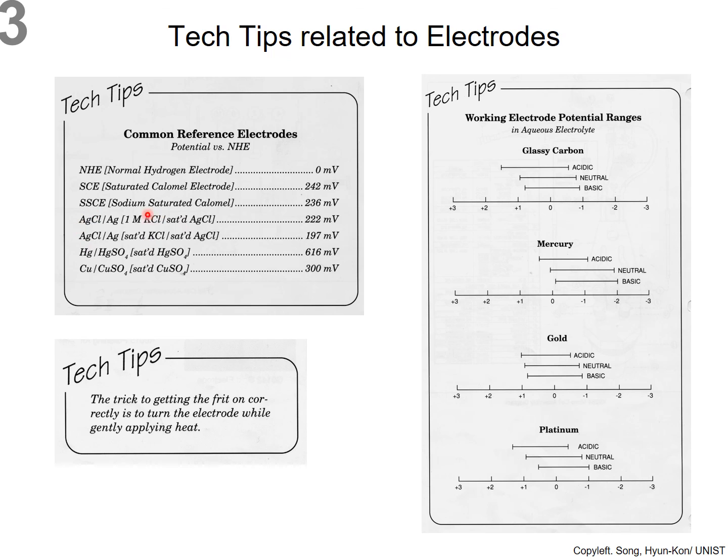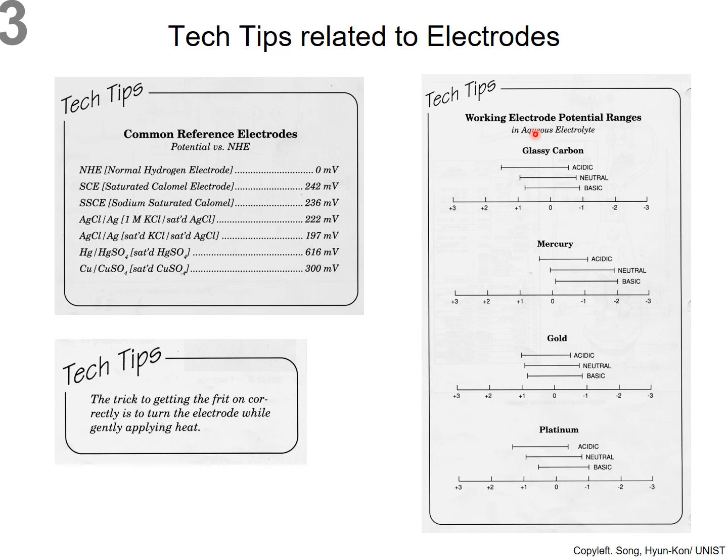There are two types of silver chloride electrode. The first one has 1 molar KCl as electrolyte. The second one has saturated KCl as the electrolyte. The reduction potentials of those are 222 or 197 millivolt respectively. The others are the mercury sulfate reference electrode and the copper sulfate reference electrode.